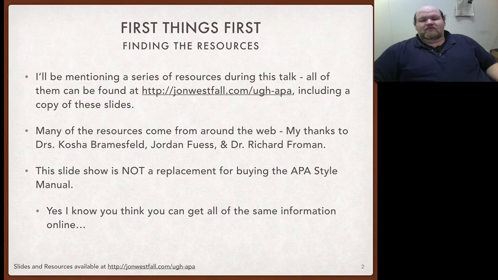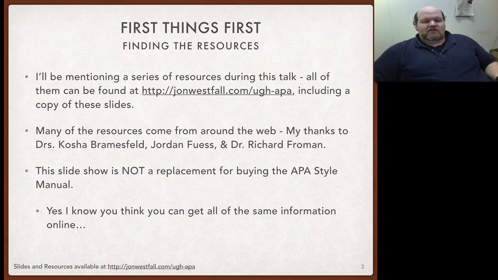And a lot of these resources come from around the web. There are some resources that I'm using through the Society for the Teaching of Psychology by Drs. Kosha Bramesfield, Jordan Fuss, and Dr. Richard Froman. Some very good stuff. Jordan Fuss was a student in Richard Froman's class, and that's where the example APA manuscript that is in the pack of resources you can download came from. Kosha Bramesfield put together a very nice anti-plagiarism tutorial. It's not a tutorial that tells you how to plagiarize, it's one that tells you how to avoid that.